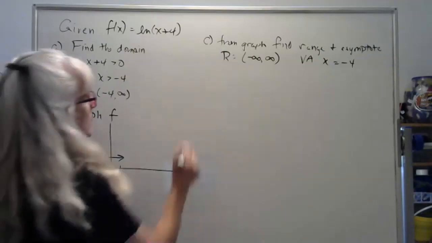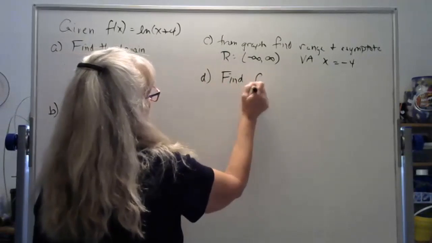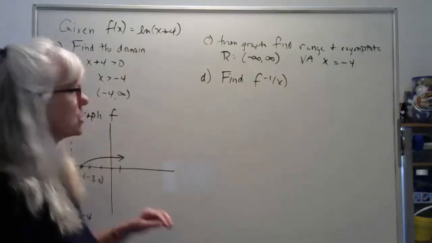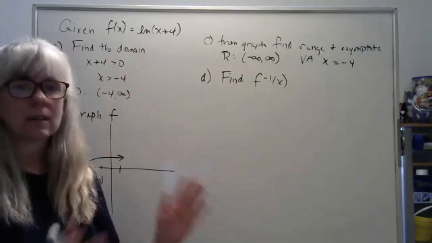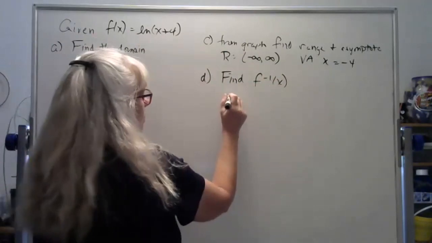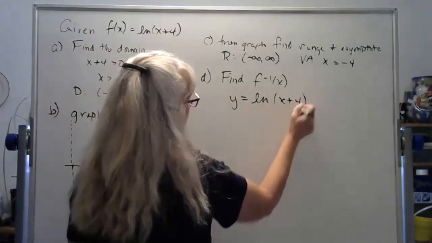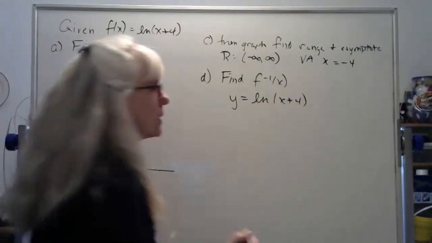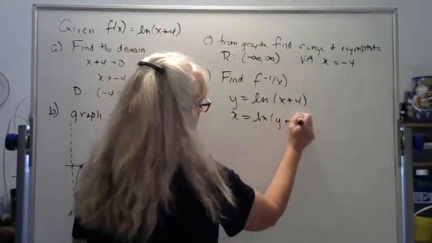So part D says to find the inverse function. This we haven't done yet. Now we already know, since we're starting with a log, that the inverse function should be an exponential. We're going to follow the same steps that we did last week. So we're going to replace f of x with y, so y equals the natural log of x plus 4. The next step was to switch the x and the y to find the inverse. So we're going to say x equals the natural log of y plus 4.